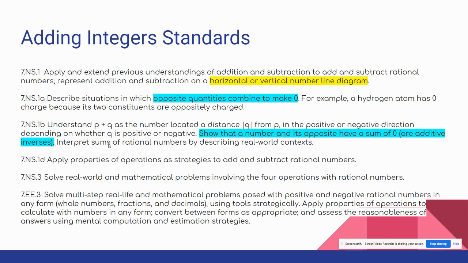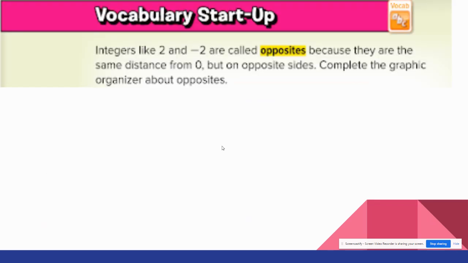You'll see situations. Opposite quantities, it's in blue there. Opposite quantities combine to make 0. You need to know that if you put 5 and -5 together, you make 0. Then you come down here. There's actually a name for that when you put 5 and -5 together to get 0. It's called additive inverse. And we're going to cover that today.